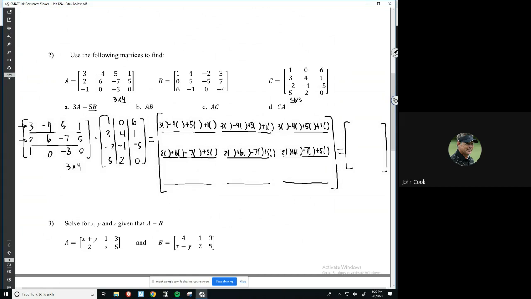And then third row. So 1, and 0, and minus 3, and plus 0. And yeah, I know 0 times anything is going to be 0, but I'll just write it up like this for now, okay?